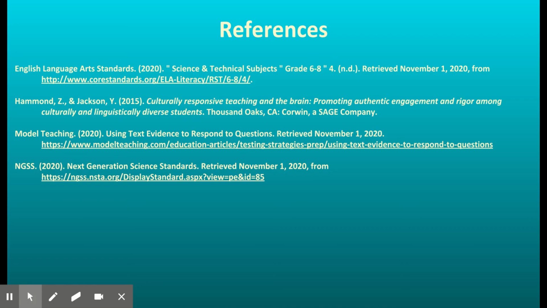Well, here are the references, the resources that I used. Obviously, the ELA standards, and I used Zaretta Hammond's Culturally Responsive Teaching. Also, the blog I mentioned, Model Teaching: Education for Better Educators, and lastly, the Next Generation Science Standards as far as aligning for the content for this.